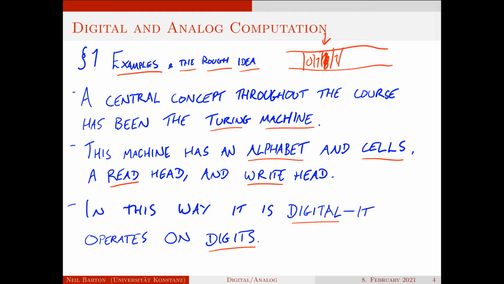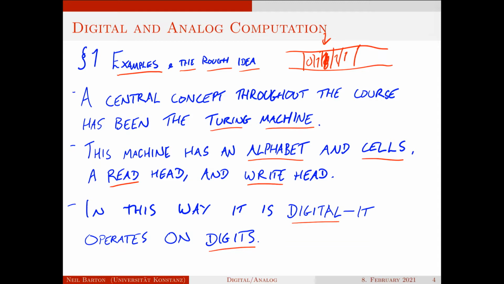There are digits being modified, right? We might have a larger alphabet, might not just be zeros and ones, but in each case, there's digits being modified, and they're being modified in a very discrete way. I can't, for instance, if I go over to this cell, I can't draw half a 1 or something like that. It's either a 1 or it's a 0. There's no other options. So this is the idea of digital computation, and the Turing machine is the sort of very robust, idealized example of a digital computer.